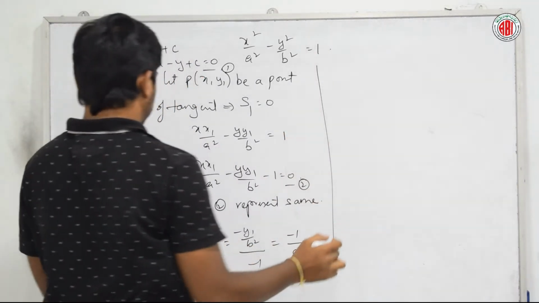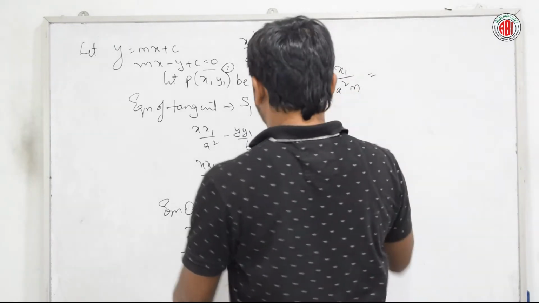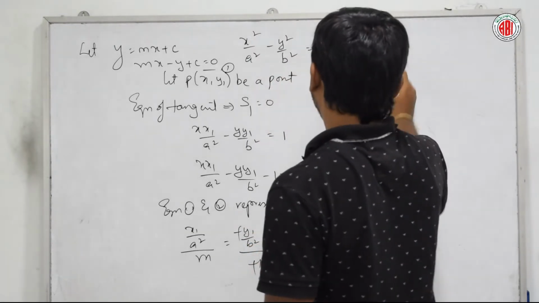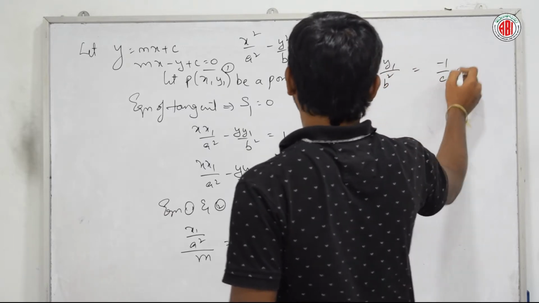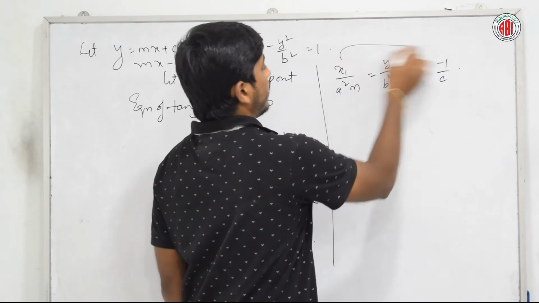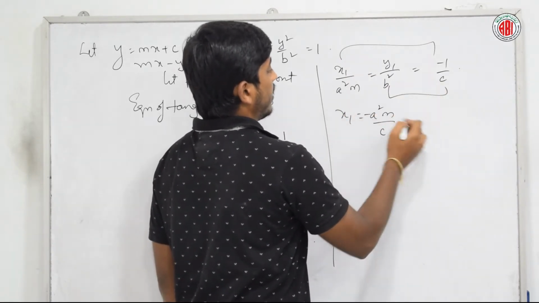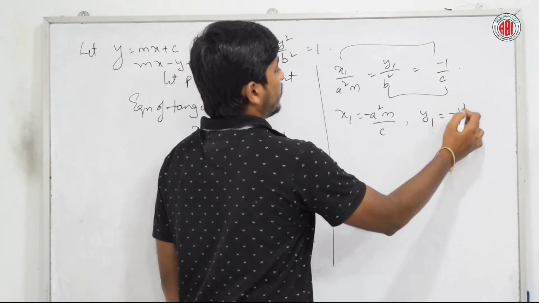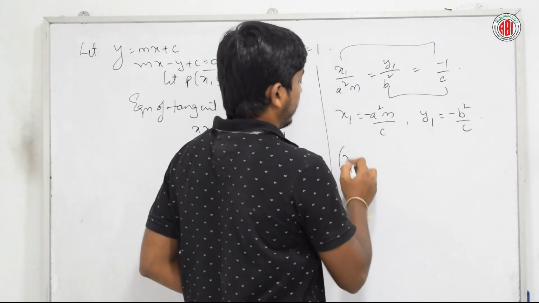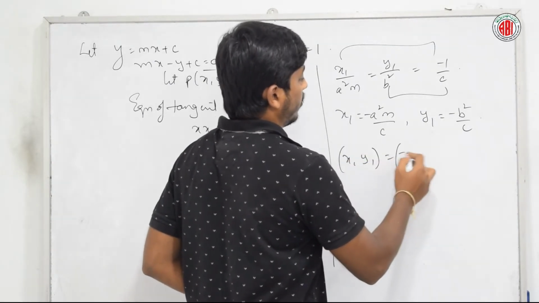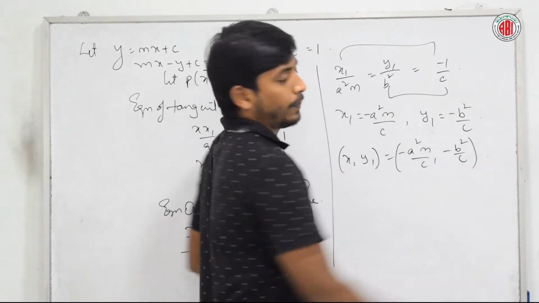What do we get? x1 by a square m is equal to, here minus minus will get cancelled, y1 by b square is equal to minus 1 by c. So if I equate these both, x1 is minus a square m by c, y1 is minus b square by c. Then the coordinate x1 comma y1 is equal to minus a square m by c comma minus b square by c. Right?